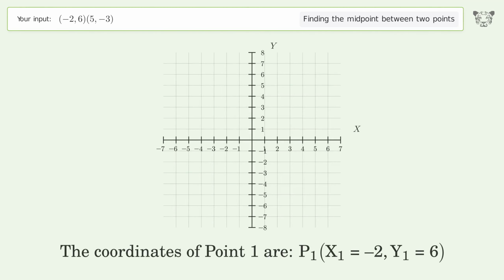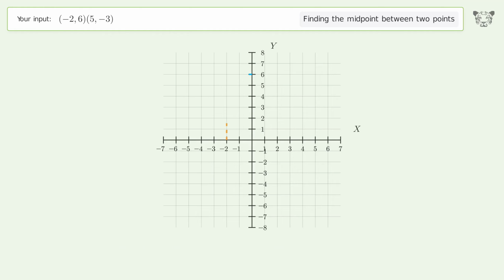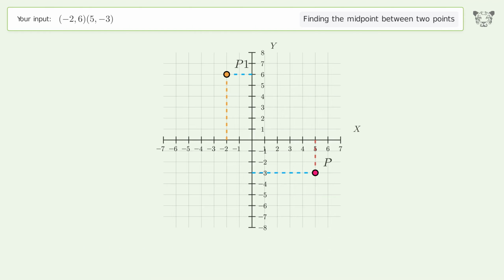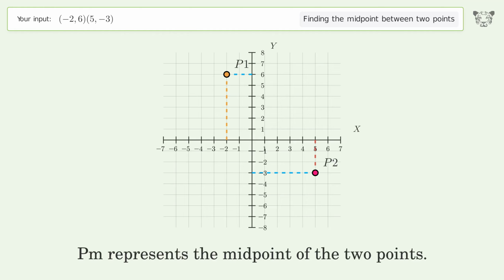The coordinates of point 1 are, x1 equals -2, y1 equals 6. The coordinates of point 2 are, x2 equals 5, y2 equals -3. PM represents the midpoint of the 2 points.